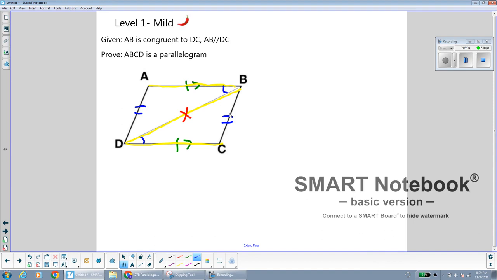I'm going to take a second and write up this proof because now we know that ABCD is a parallelogram. We have shown that both pairs of opposite sides are congruent, and that's one of our methods of proving that we have a parallelogram. Feel free to pause the video at this point if you'd like to try to write it up yourself.